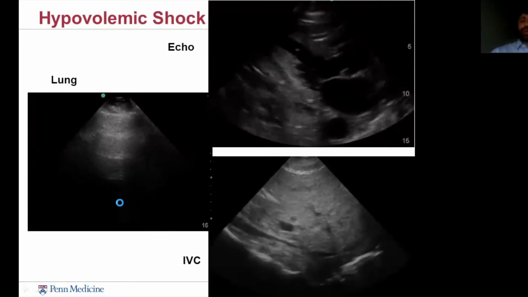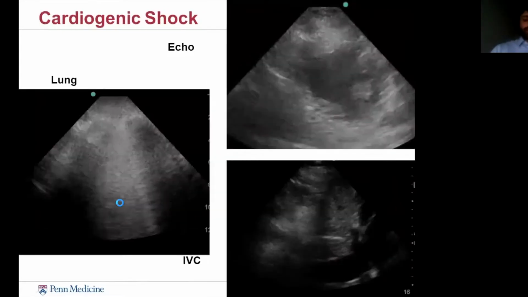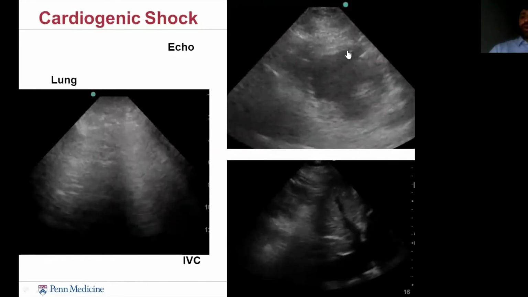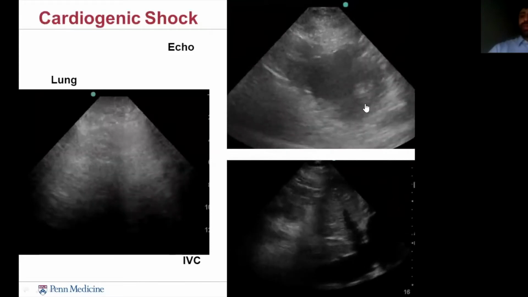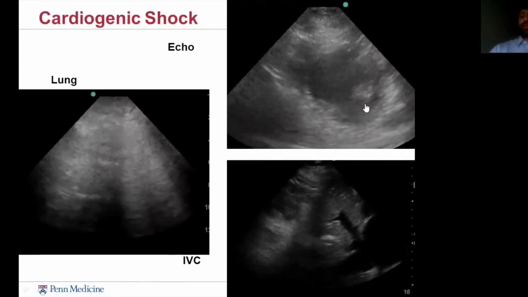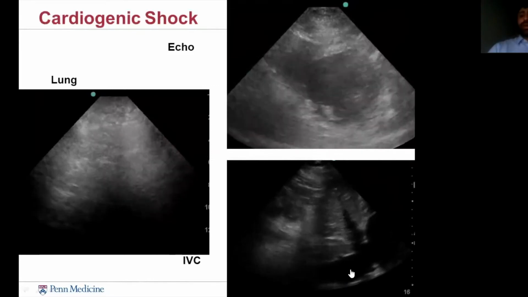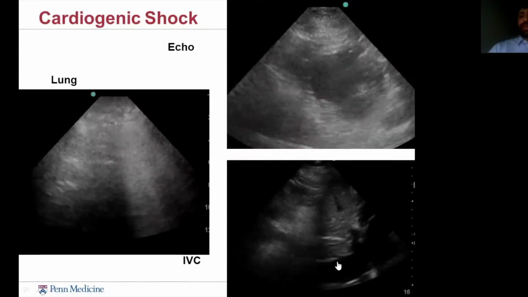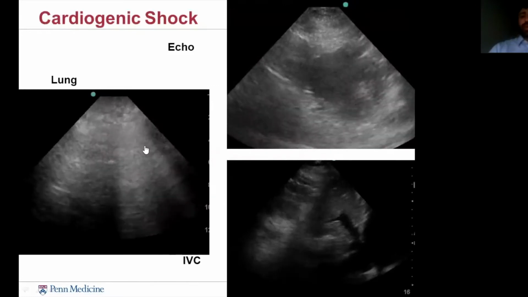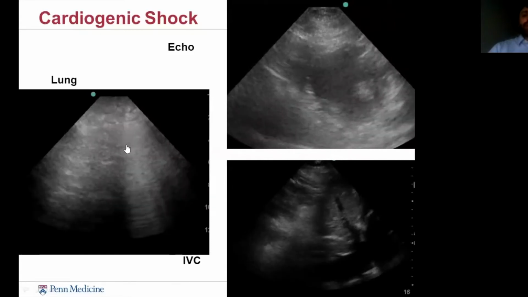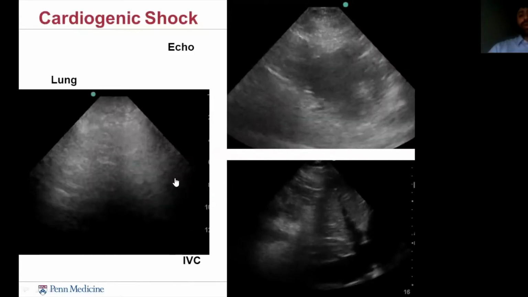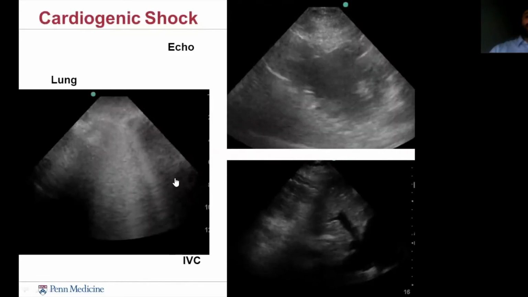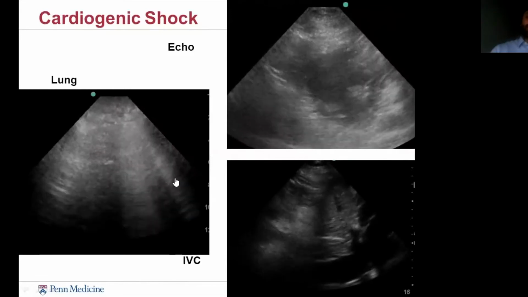We can compare this to a patient in a different clinical scenario. I'm sorry, my computer's slowing down a little bit, but for a patient in cardiogenic shock, in the parasternal short axis view, you can see that the walls are not coming together that necessary 33%. You can see that the inferior vena cava is dilated more than 2.5 centimeters and does not change with respiration. And you can see that on lung ultrasound, there are the B lines, these vertical artifacts that go all the way to the bottom of the screen. So if you see this pattern, it's most consistent with cardiogenic shock.